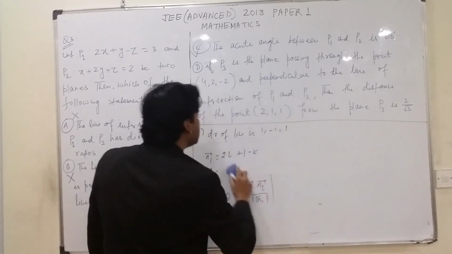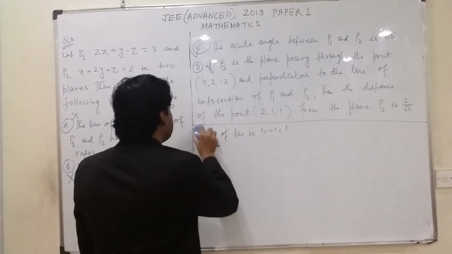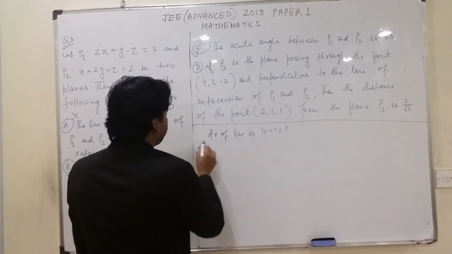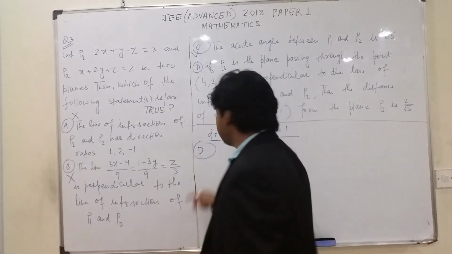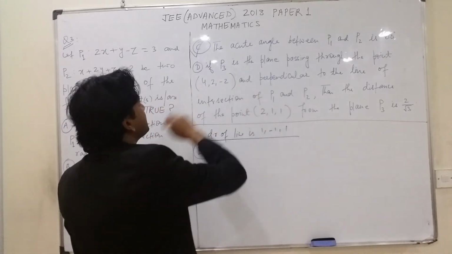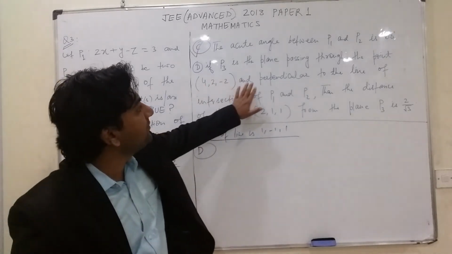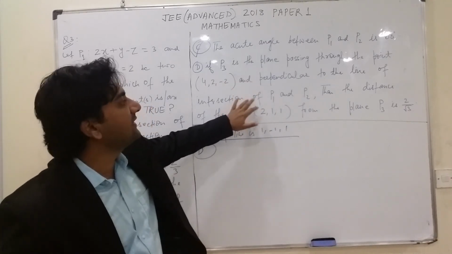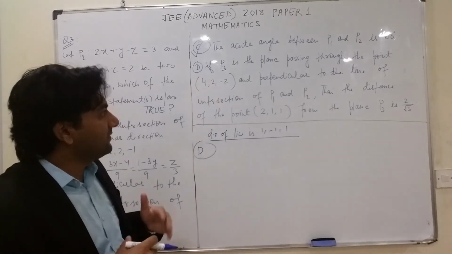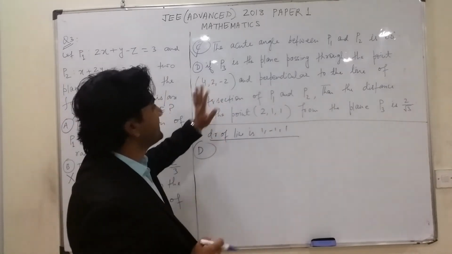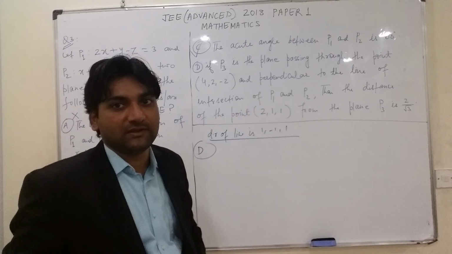Now come to the next question. That is option D, and we have to check option D. This one I have written, the direction ratio of the line of intersection of two planes. That's why I have written it, maybe we have to use this result here. If P3 is a plane passing through the point this and perpendicular to the line of intersection of P1 and P2. Okay. Now, this P3 is a new plane that is passing through this point, but perpendicular to the line of intersection of P1 and P2.